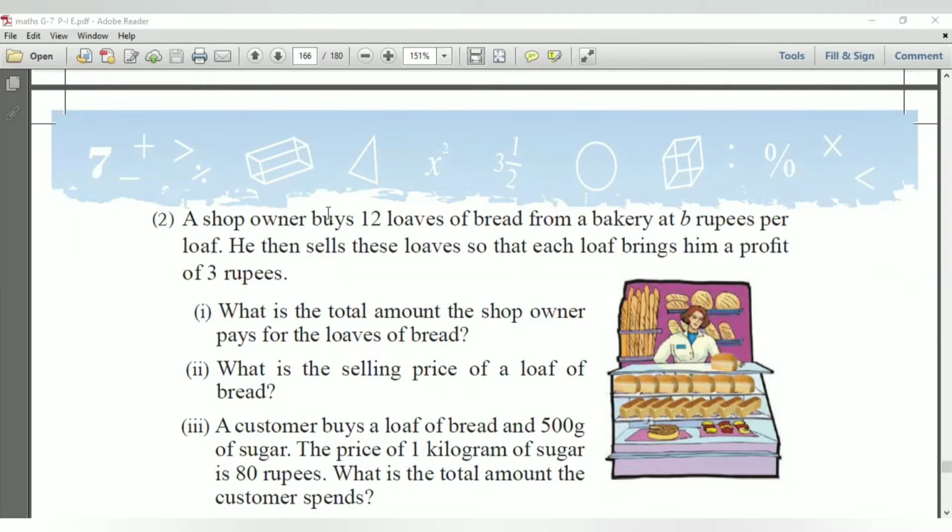A shop owner buys 12 loaves of bread from a bakery at B rupees per loaf.